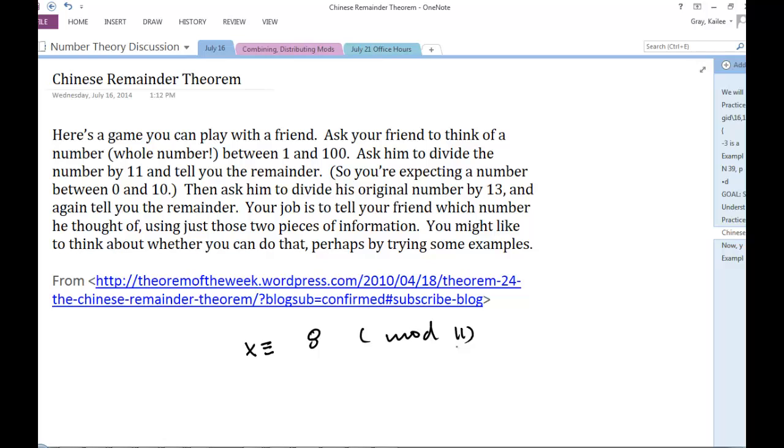Okay, I think I got it. Okay. So what's your remainder now after dividing by 11? 2. Okay, good. So now if you added like 11 or 22 or 33 or 44 or 55 or 66 or 77 or 88 or 99, you'd get your number? No, don't get the number.